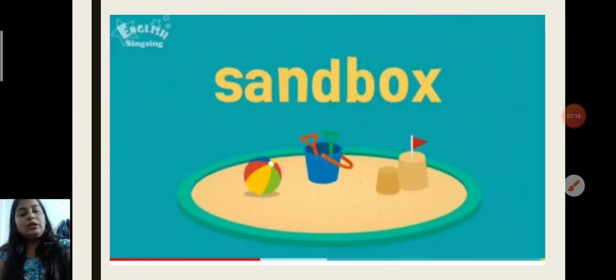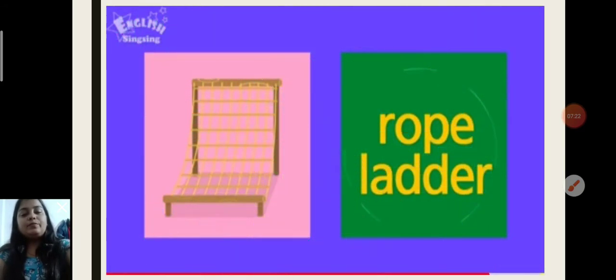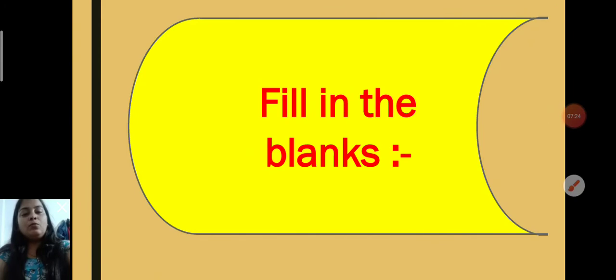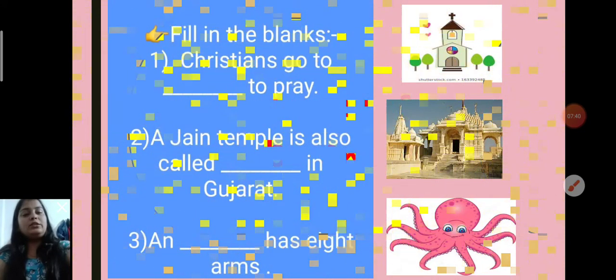I hope, children, that whatever I have taught you, you have understood. After that, children, you will do one more work related to the chapters I have taught. I have already taught these, so at a glance you will read these fill in the blanks, which are related to your taught chapter. So let's see them one by one.